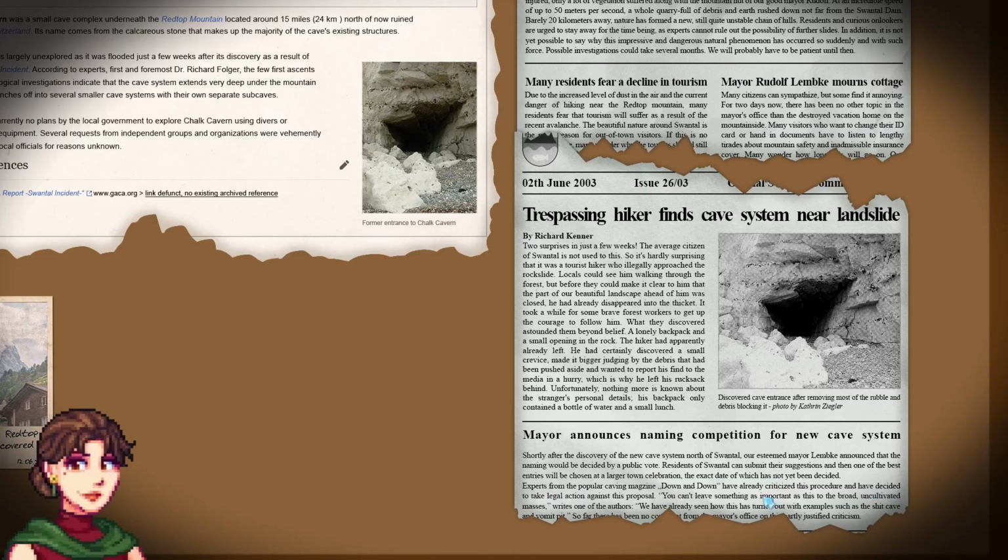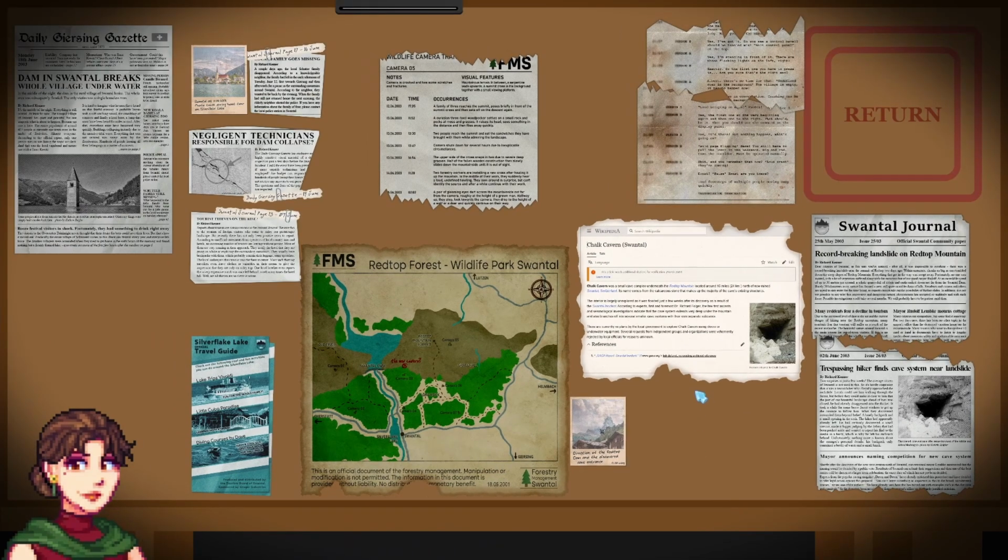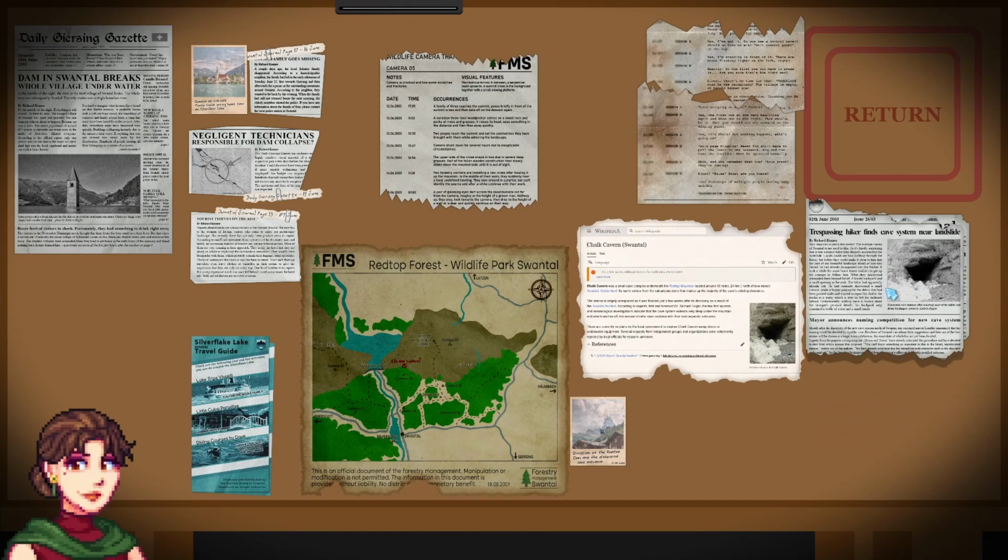Criticize this procedure and have decided to take legal action against it. You can't leave something as important as this to the broad, uncultivated masses. We've already seen how this has turned out with examples such as the cave and the vomit pit. Okay, to be fair though. To be fair. That is on par. It's a human thing to do. Okay, it's a human thing.